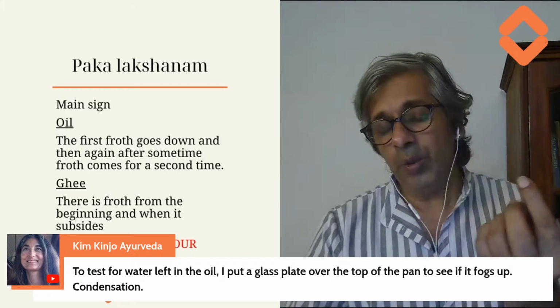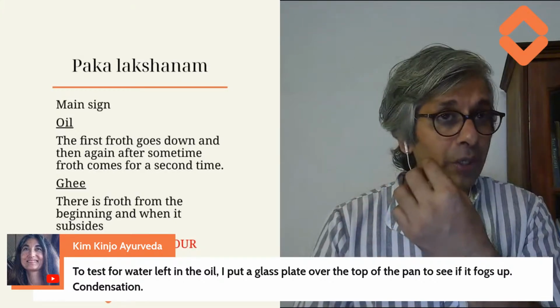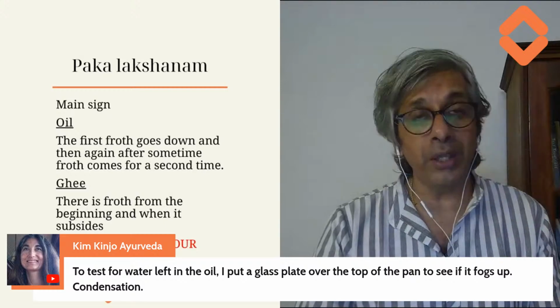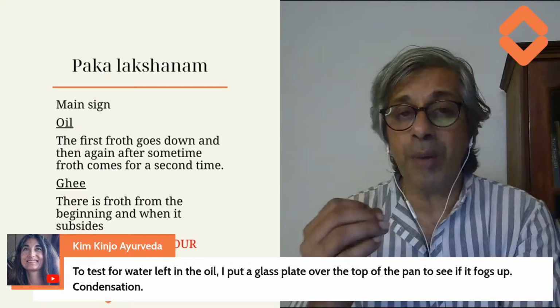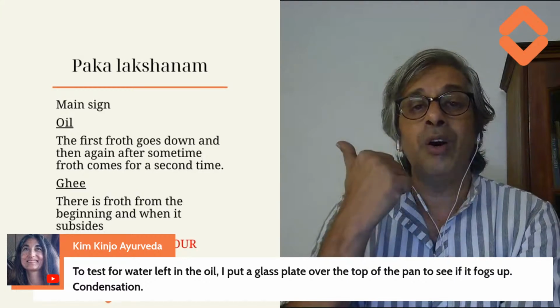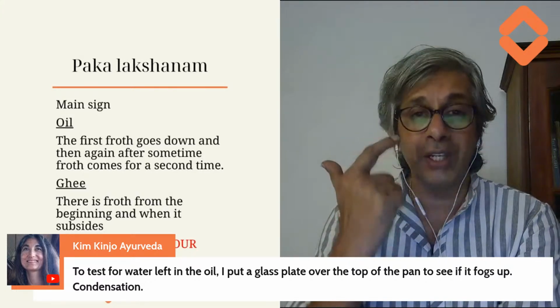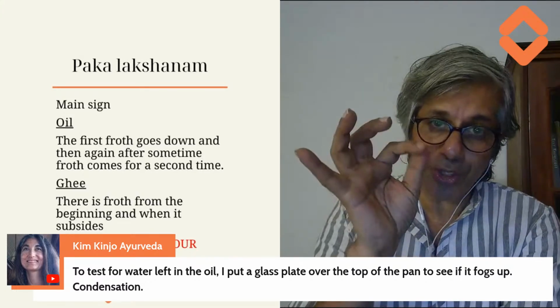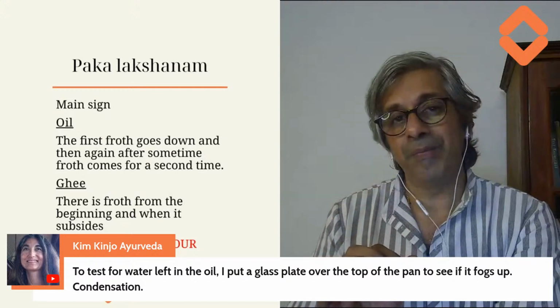This is one method. You can also burn the kalka. If you hear crackling noises, you know that water is still there. But to find out the paka, whether the oil is suitable for nasya or for intake or for external application, you have to check the kalka.